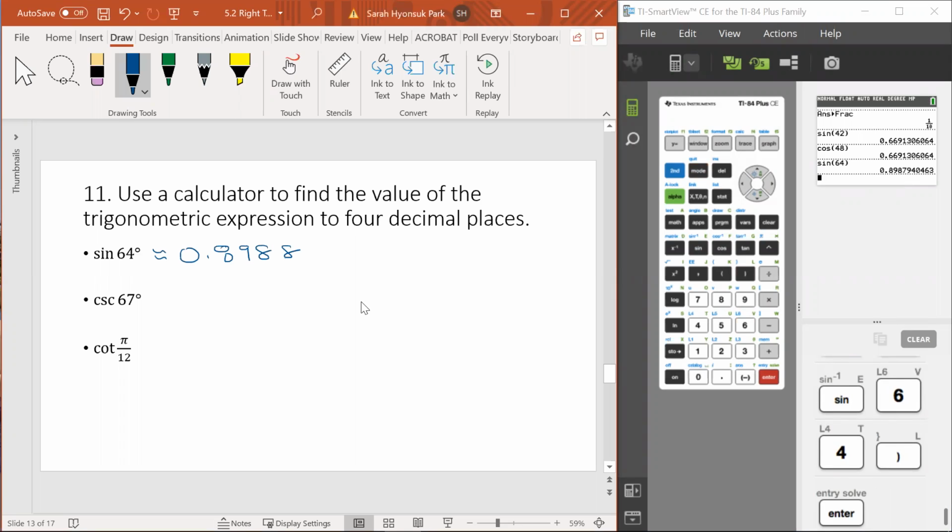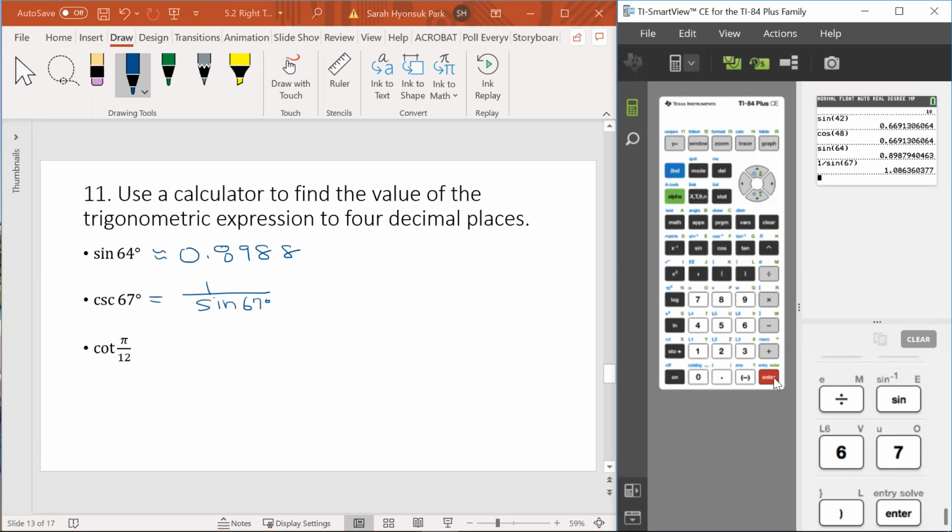Cosecant of 67 degrees. You're going to notice here you don't have a cosecant button. The only 3 buttons you have are sine, cosine, and tangent. But we know that cosecant, the reciprocal identity, is 1 over sine. So you have to first know that this is equivalent to 1 over sine of 67 and then put it in. So 1 over sine of 67 is around 1.0864 if we round to 4 decimal places.